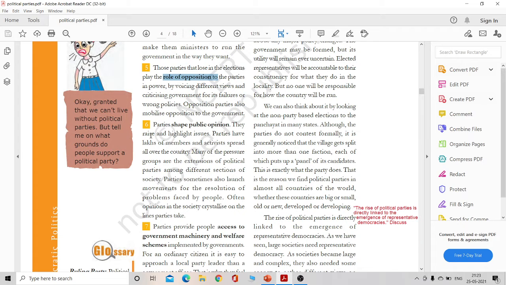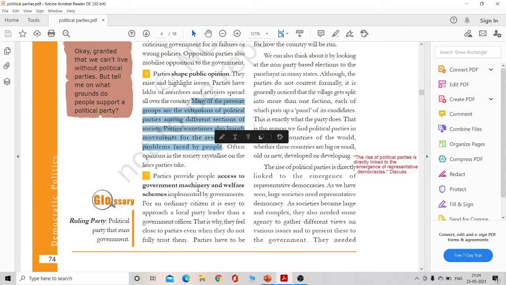Then the other function is parties shaping public opinion. There are plenty of pressure groups, and they are extensions of political parties among different sections of society, and the parties sometimes launch movements for the resolution of problems faced by the people. If you look at the news, you will see that there are so many mass movements and people's movements in general that are supported by a lot of political parties. So they give a platform to share public opinion.